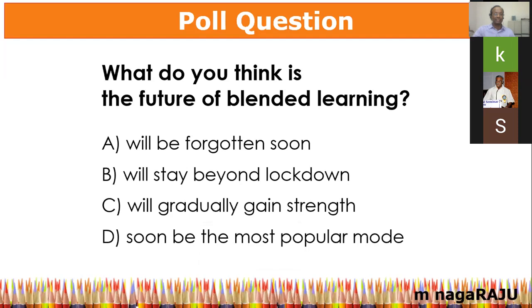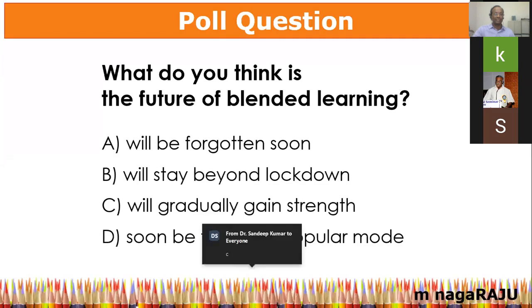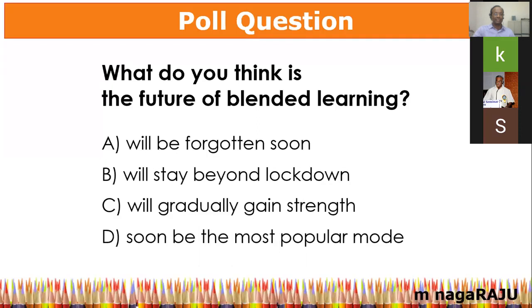There is something more important about this question. Suppose one student writes this. One student says, sir, the first 3 answers that you have given are grammatically correct, and the 4th answer that you have given is grammatically wrong. Soon be the most popular mode. Soon be, what is that? Is it an order? Be the most popular mode? Why is it not beginning with the word will like the other sentences? So your answer is grammatically wrong. It should be, will soon be the most popular mode.